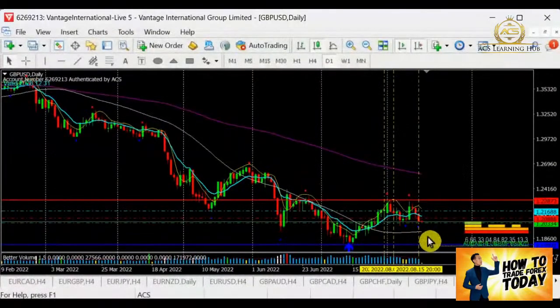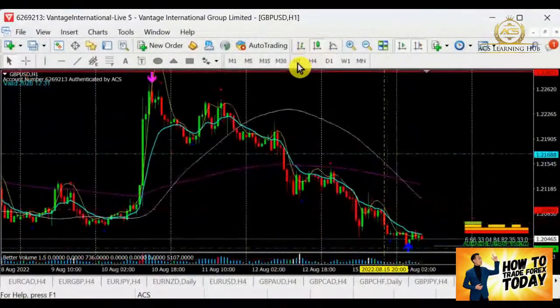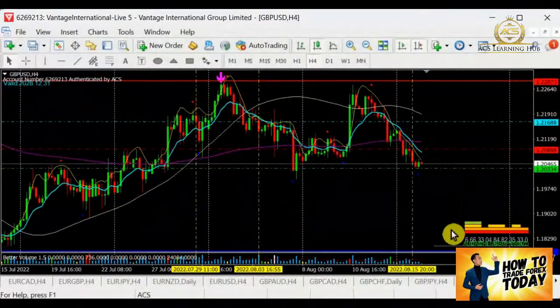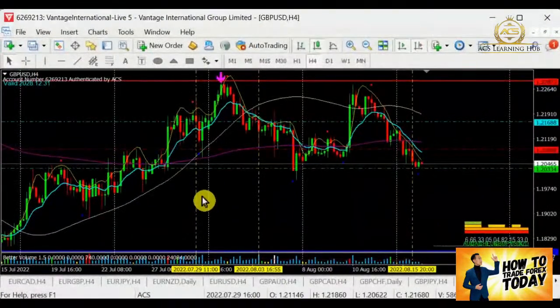So if we are going for a retesting, then we must wait for it to break the support first. So at this point, we must break the support. Then we may have a good chance of going down for a retesting. And yeah, so pound dollar.